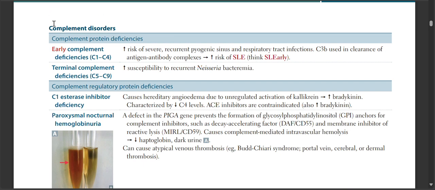Okay. So next we have the complement disorders. Now these are also pretty easy to remember. We already know that a terminal complement disorder will give you increased Neisseria infections. And one thing that we need to know is that if you have a C1 to C4 complement deficiency, you'll get an increased risk for SLE. One way to check that you have decreased C1 to C4 is by a CH50 test. If the CH50 test is low, then you can confirm that this patient has decreased C1 to C4 complement proteins.